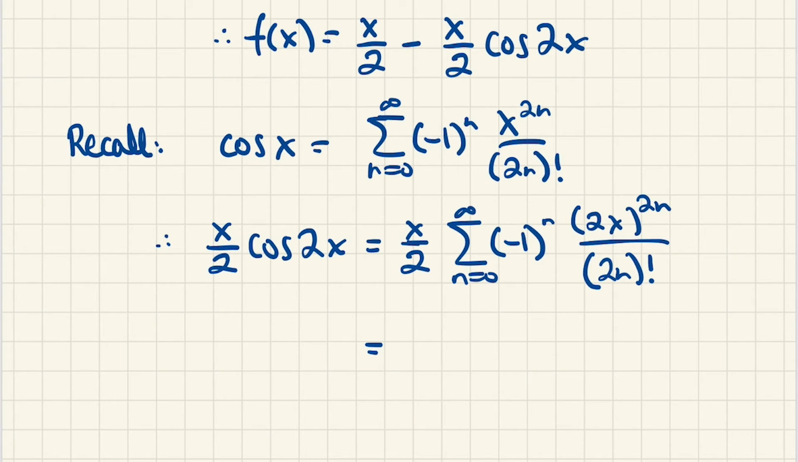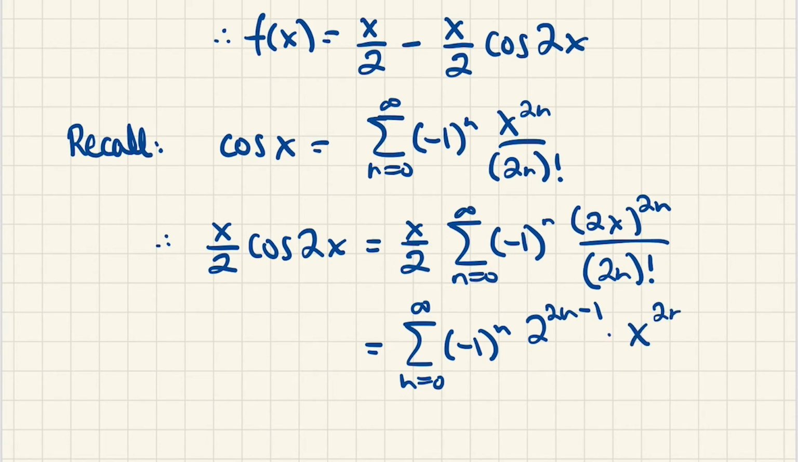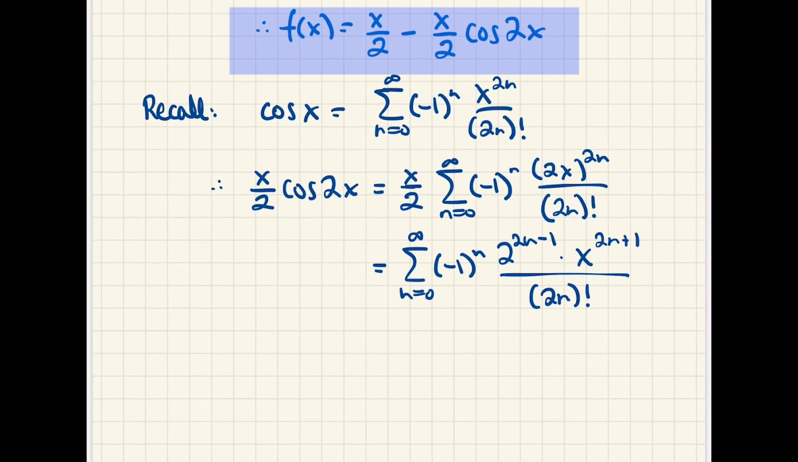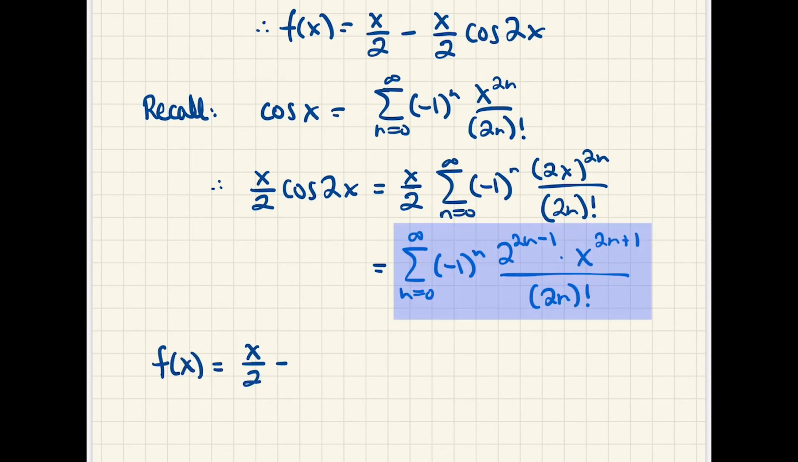So this would be, okay, well, we've got a lot going on here. This would be 2 to the 2n minus 1, because the 2n distributes, but we're also dividing by this 2. And then x to the 2n plus 1, and that's all over 2n factorial. Okay, so that's what x over 2 times cosine of 2x is. But remember, our f of x is x over 2 minus this thing.